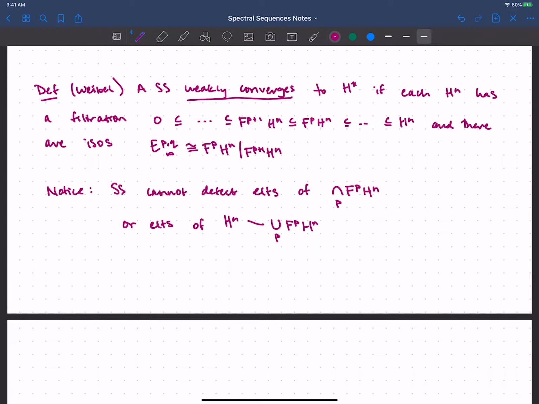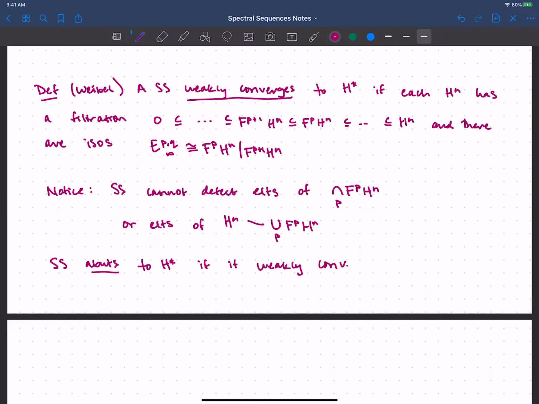Not necessarily. So, the moral of the story is we basically want to ignore the situation where there's anything in this difference. We're going to want the union to actually be the Hn that we're after, otherwise it's not very helpful. And so then he says a spectral sequence abuts, and you'll see this terminology a lot. I think he also uses the word approaches, but I see more commonly abuts to the cohomology if it weakly converges.